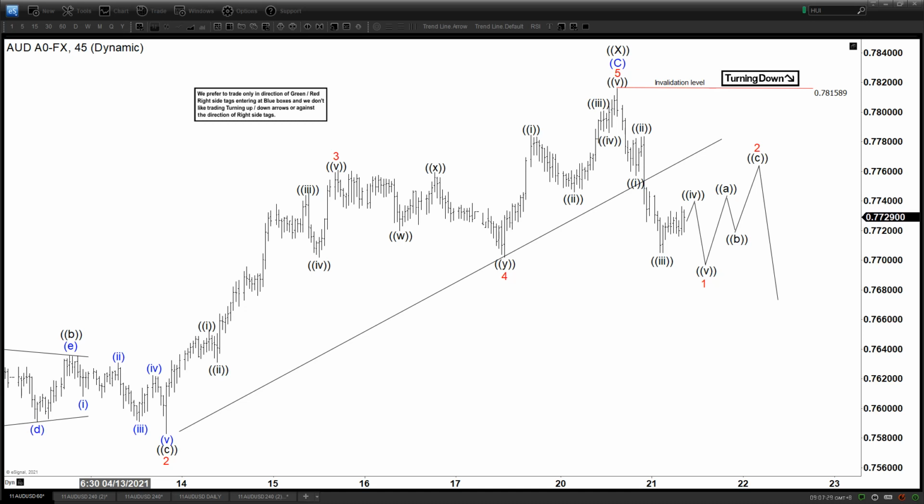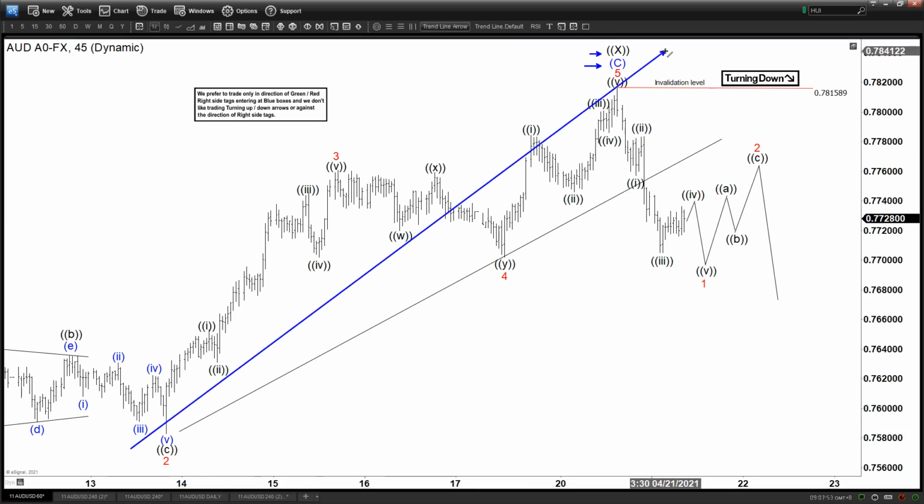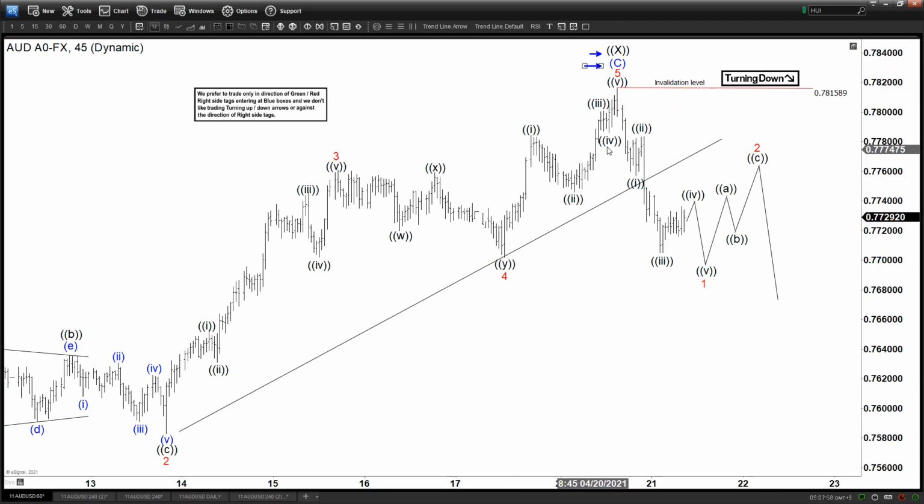We can see right here that the pair ended this 5 waves, and this 5 waves, 1, 2, 3, 4, 5 in the red, ended the C leg, so that means the rally is corrective, right? Because it's part of the C and also part of the X, right? So with this label here, you know that this is a corrective rally, and we are proposing that the corrective rally has ended and is now starting to reverse to the downside.